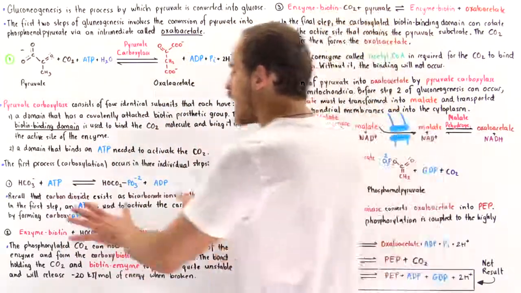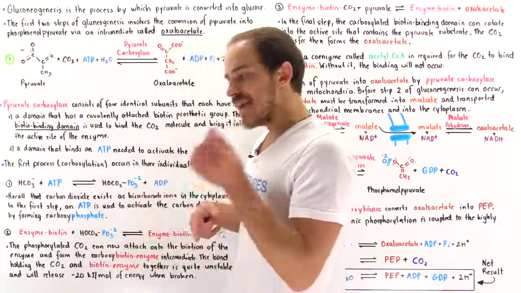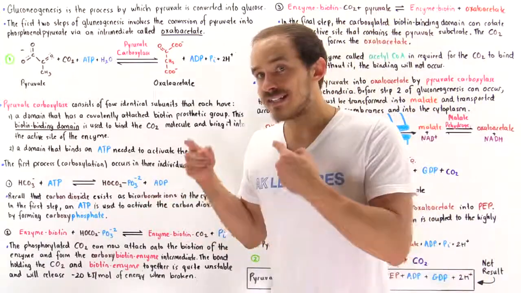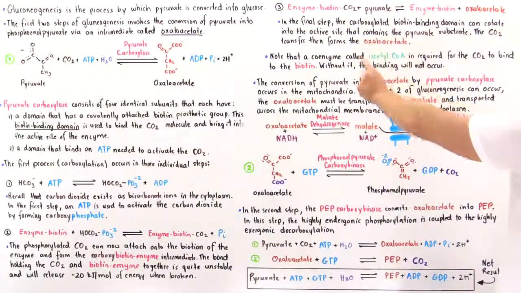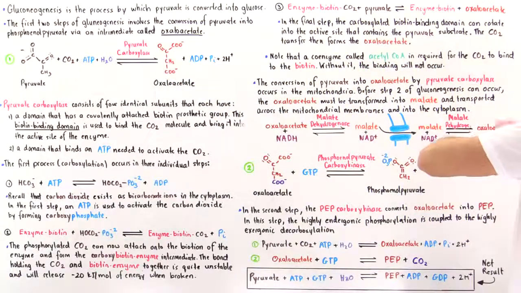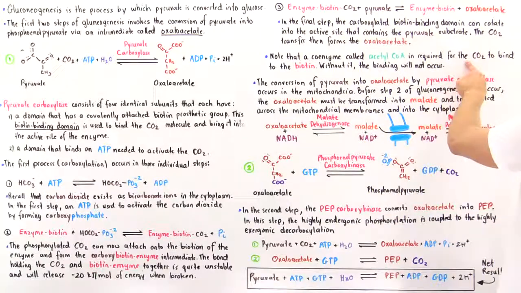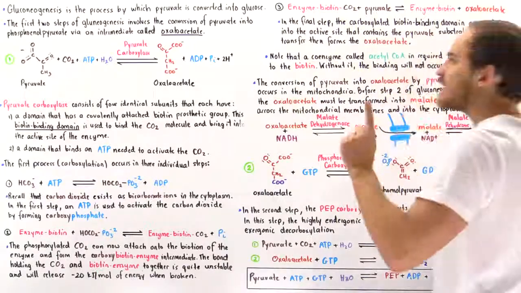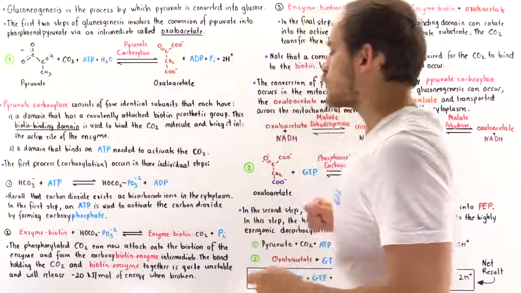And that's exactly what happens in step 2. Now, I should mention that there is a requirement to attach that CO2 onto the biotin. This attachment only takes place if we have a coenzyme present attached onto that enzyme known as acetyl coenzyme A, or acetyl-CoA. So this coenzyme is required for the CO2 to actually bind onto that biotin. And the coenzyme has to be bound onto that pyruvate carboxylase for the step to actually take place.